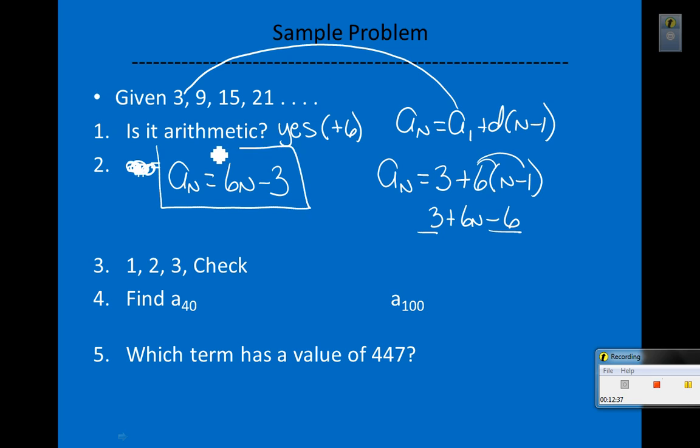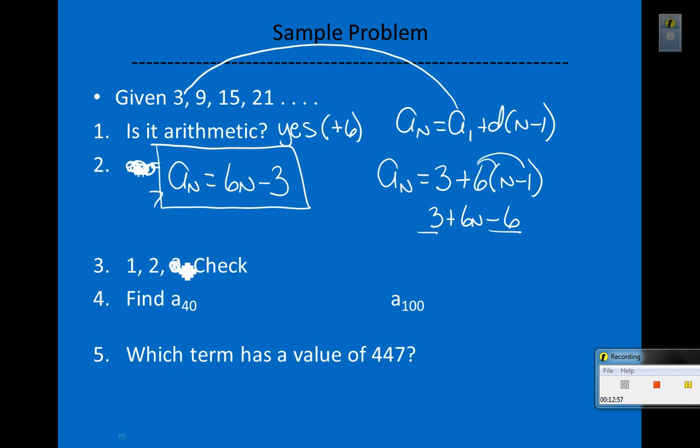Let me point out a couple of things. You have to have a sub n in there. If you just have 6n minus 3, it's not a formula. It's an expression. Now, get in the habit of checking all of these. All of our arithmetic sequences can be checked. So I call it the 1, 2, 3 check. And really, we can get by with doing the 1, 2 check.